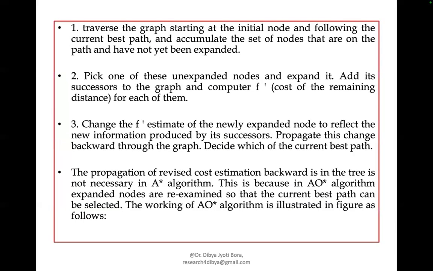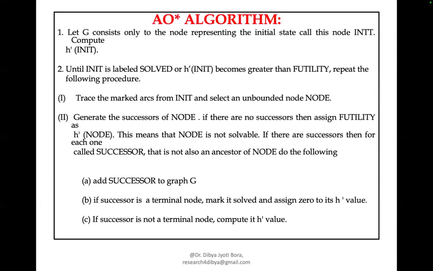तो इसमें क्या है आपका, just let me go to the algorithm. The graph consists only of the node representing the initial state. We need to calculate its destinies until it is labeled as solved or its cost becomes greater than futility. We have to repeat: trace the marked arcs from it, initialize the node, and select an unexpanded node.